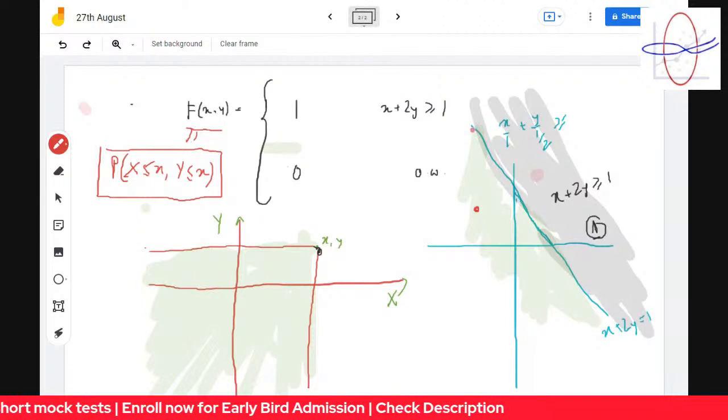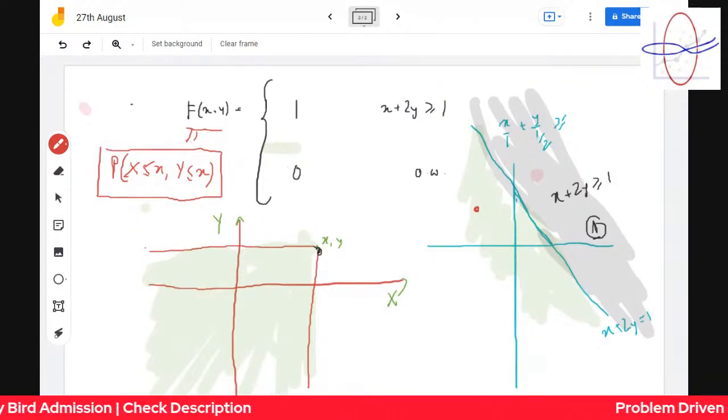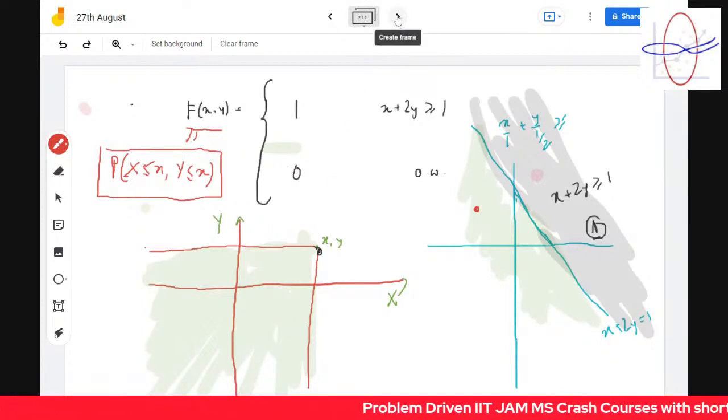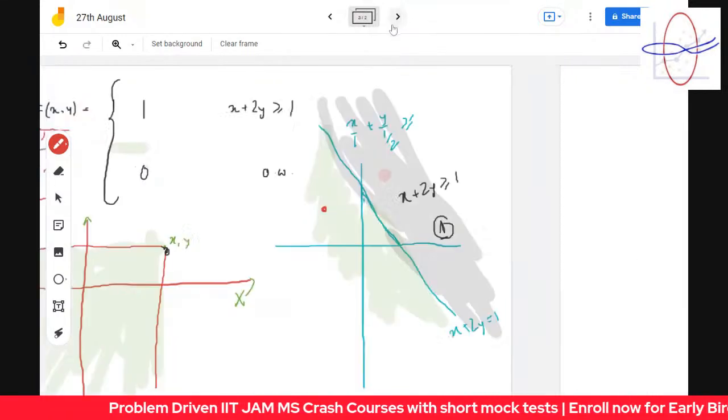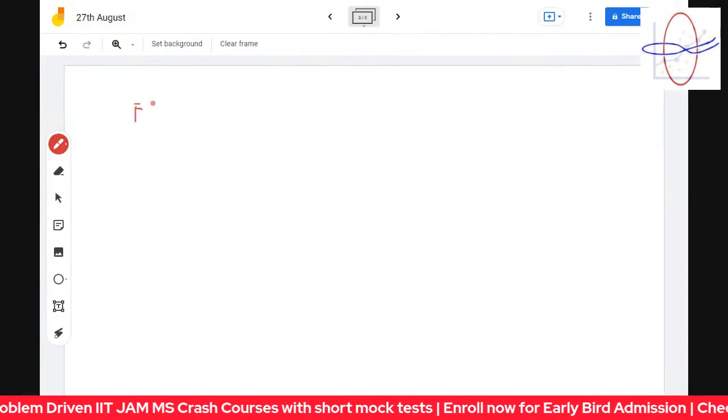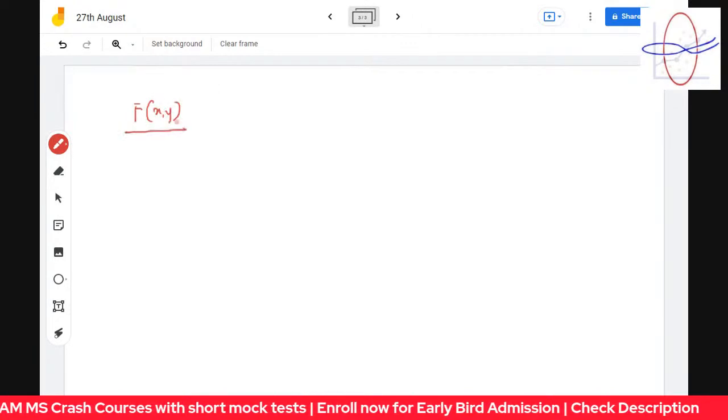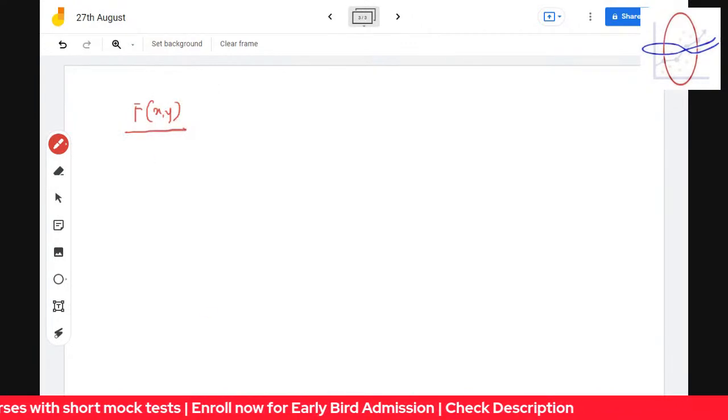Perfect. So now we need to understand whether it's a joint distribution or not. First, does it define a probability? There are various properties of joint distribution, so let's check them. I will not go into the entire details, but I will just go through the properties of the joint distribution of two variables. The properties are the following.